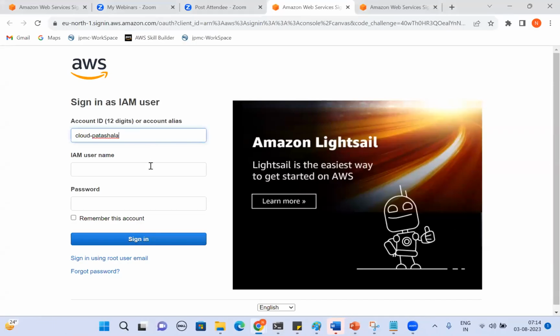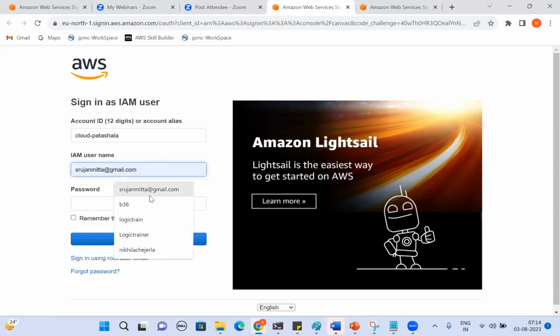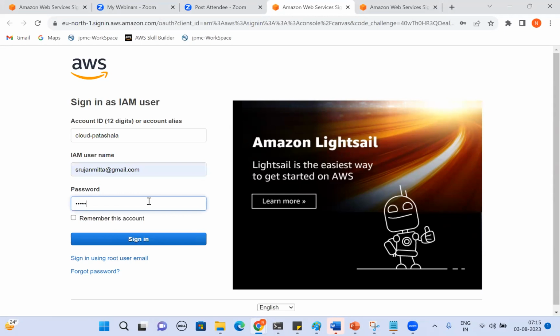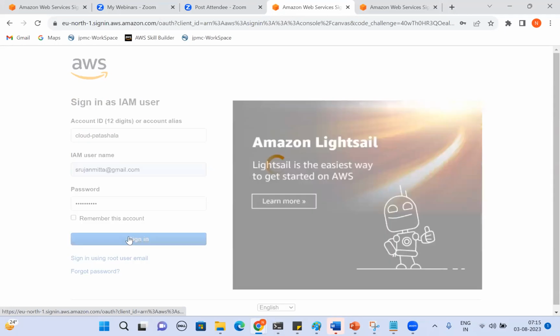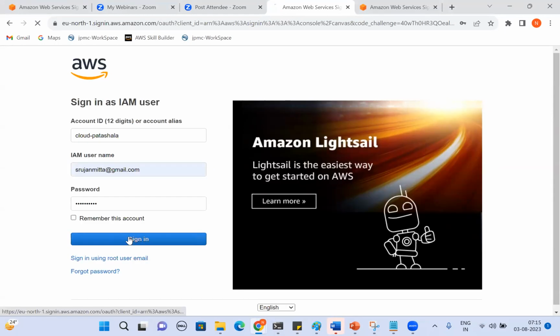Okay, so this is Cloud Pathshala, and this is the email ID. Let's give a password to it. On the first login, you will be able to see all these services.